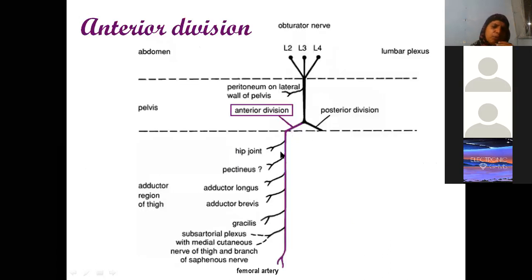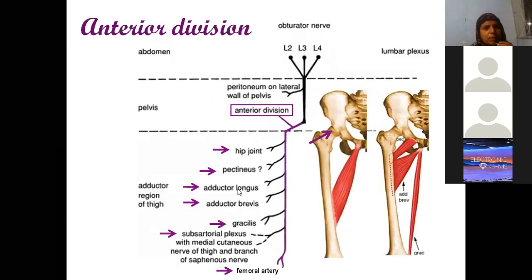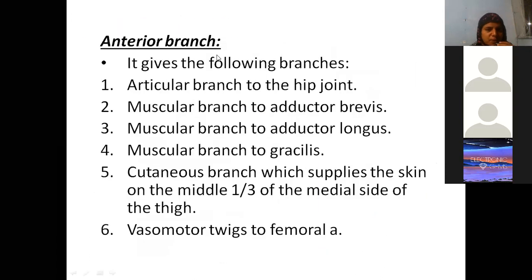Or just try to memorize these pictures, then the writing part becomes very easy. Okay, that is anterior division. The same thing is given in the flow chart written here. Anterior is giving branches to hip joint, brevis, longus, gracilis. Cutaneous branches are supplying the skin of the middle one third of the medial side of the thigh, that blue area I have shown you. Vasomotor twigs are going to the femoral artery.